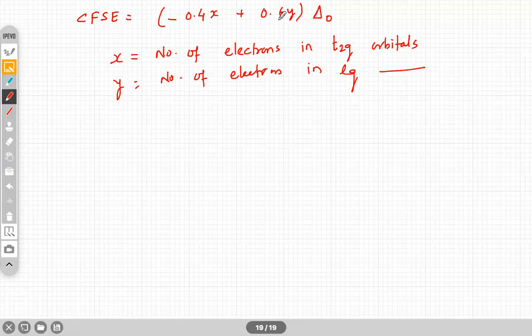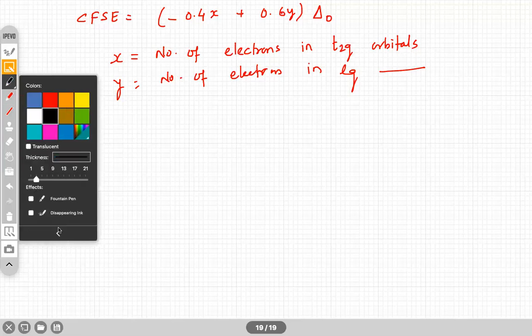In case of a strong ligand, the energy gap between the two orbitals, Eg and T2g, will be more, and in that case we do not follow Hund's rule. When the ligand is weak, we'll follow Hund's rule and distribute the electrons as we do in atomic orbitals. So write down the heading: distribution of electrons.